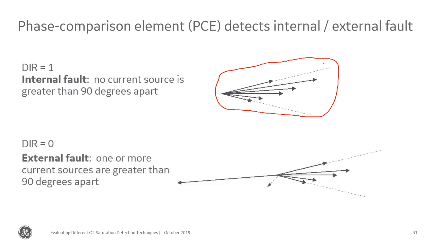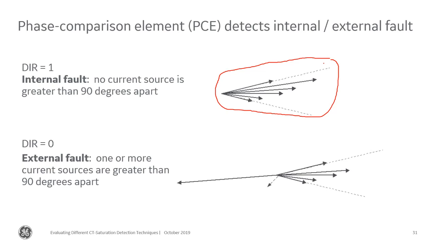Now, if I have an external fault, the relay will set a directional flag of 0. And so with an external fault, at least one of the currents that's large enough to be a contributor is 180 degrees away, or it's in the opposite direction of the other relays. It doesn't actually have to be exactly 180 degrees. There's some tolerance built into the algorithm, but it's going to be close to 180. And if that's the case, the directional flag is 0.